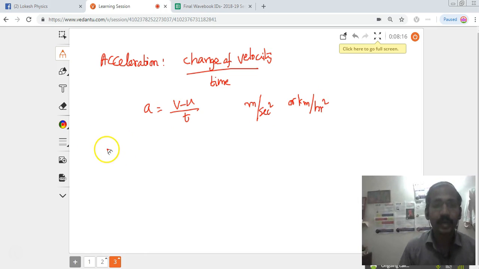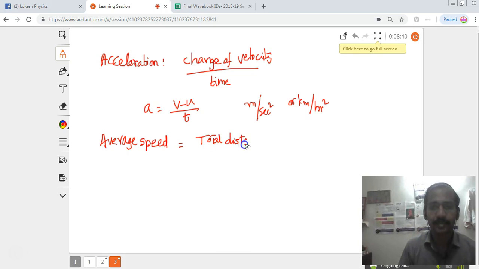Now, what is average speed? Have we studied? Average speed, no. Okay, I'll explain. Average speed is equal to total distance by total time. I'll explain how it is.